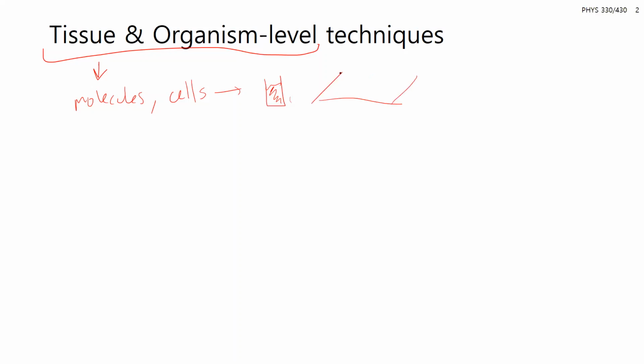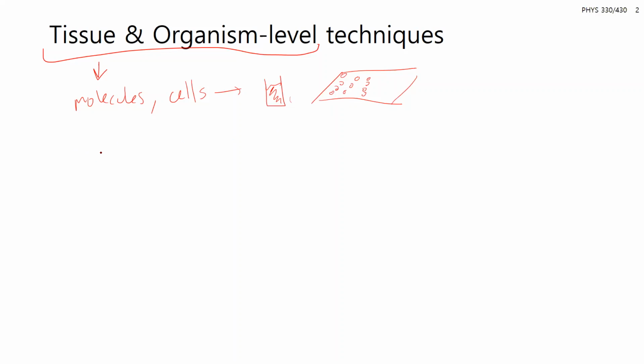So when I'm talking about the tissue and organism level techniques, this is a deviation from what we've mostly been talking about, which is molecules for most of the semester. We then moved on to cells. And the nice thing about molecules and cells is that you can nicely put them in a little test tube, or as you've seen in many of the techniques, like in BioBox, a 96 well plate.